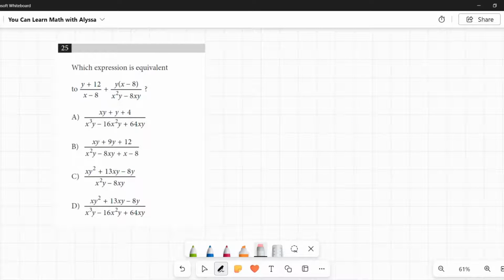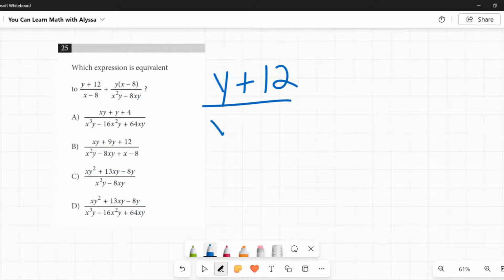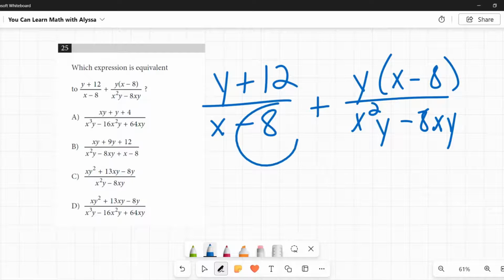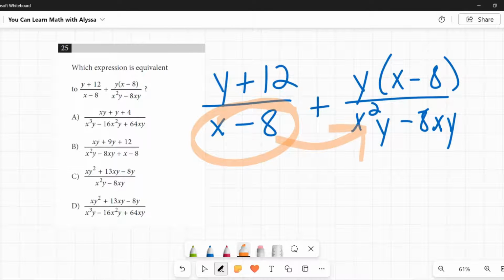I have y plus 12 over x minus 8, and then I have y times x minus 8 over x squared y minus 8xy. Now, I see an 8 here and an 8 here, and there's an x here and an x here. Is there anything I could multiply this by to get to that?